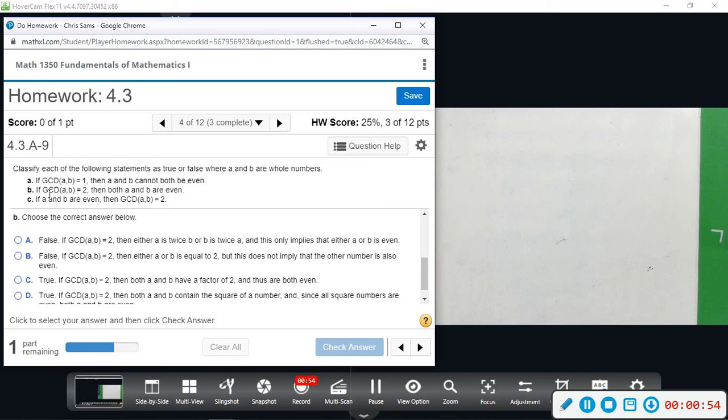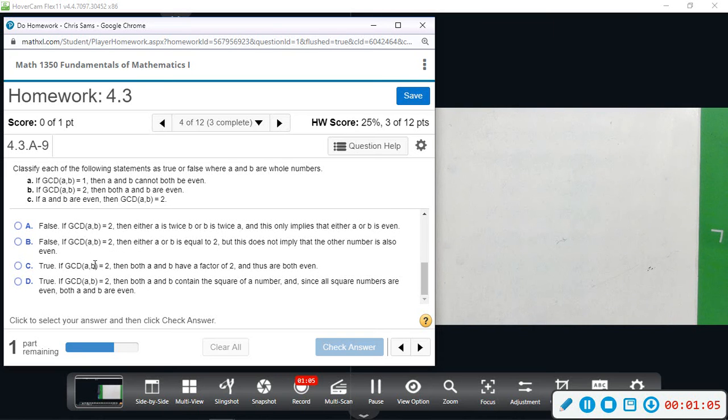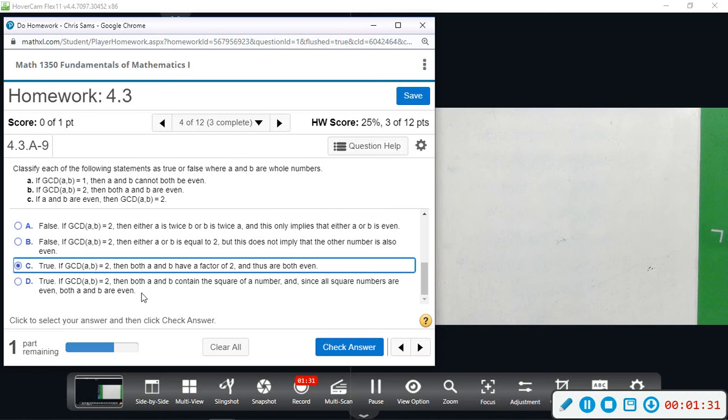B says if the greatest common divisor of A and B equals 2, then both A and B are even, and that would be true. No odd number is divisible by 2. So C says true, if that's equal to 2, then both A and B have a factor of 2 and thus are both even. D says true, both contain a square of a number. Since all squares are even, both A and B are even. C, not D.